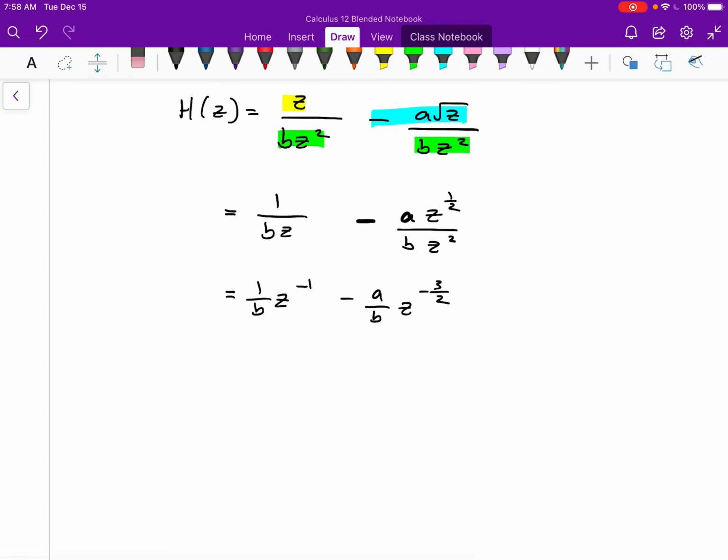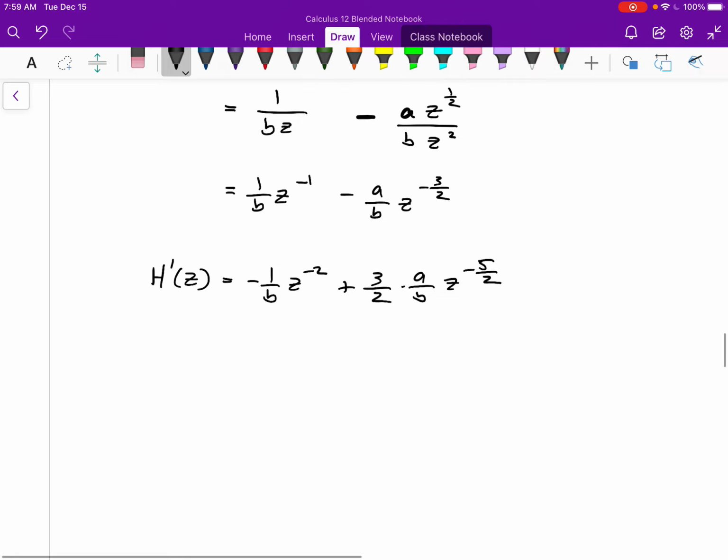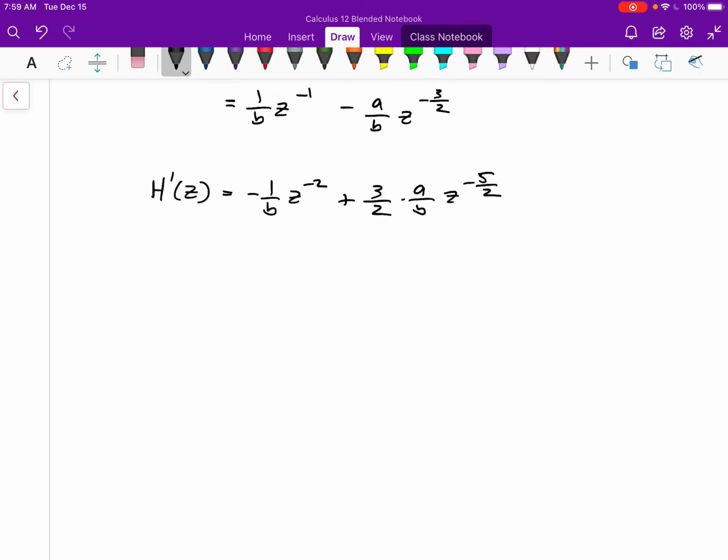Now I want to differentiate this, because then I don't actually even have to use the product rule or the quotient rule. So h prime of z. So 1 over b times z to the negative 1, the derivative of that will be negative 1 over b times z to the negative 2, using the power rule. And the derivative of the second term will be plus 3 over 2 times a over b times z to the negative 5 over 2, taking away 1 from that. That's okay. I don't really even have to change this, but I'll rewrite this in a few different ways. As long as we understand what this means, I'm fine with this.